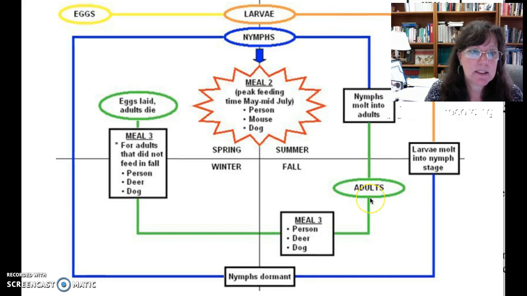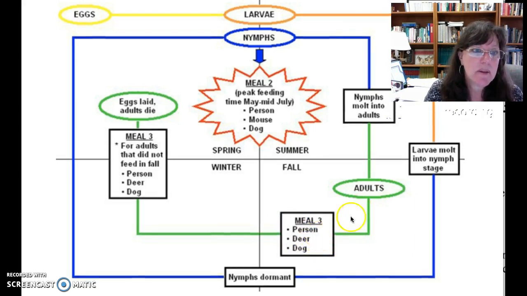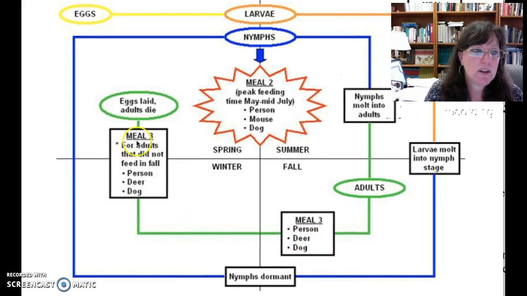And then the adult female, anyway, takes one more meal, usually from a largish host, so a person, a deer, or a dog, either in the fall or in the early spring in preparation for laying eggs. So here's where the eggs are laid, the adults die, and then when the eggs hatch, they are larvae again, and they go through the same 2-year life cycle.